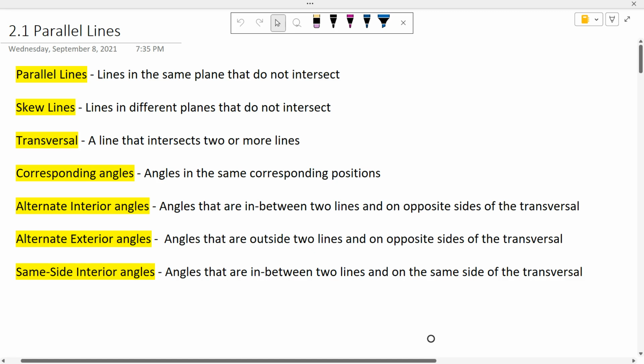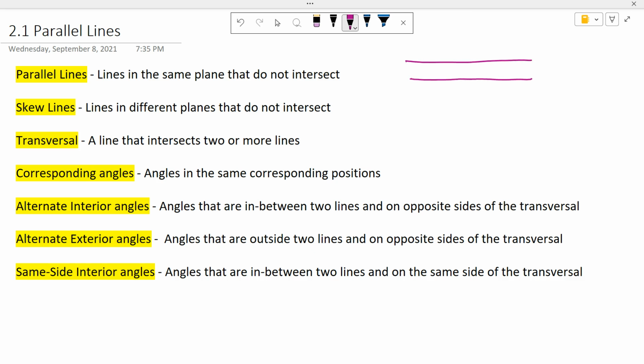Back to here. Okay, parallel lines are lines in the same plane that do not intersect. They're lines like this. Okay? So on the ceiling tiles, two lines that do not intersect. They go this way, the same direction. They're not ever going to intersect because they're parallel to each other. Okay? Floor tiles, same way. Lines that do not intersect.